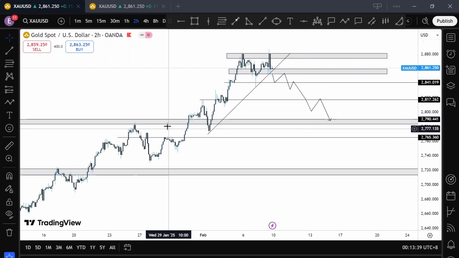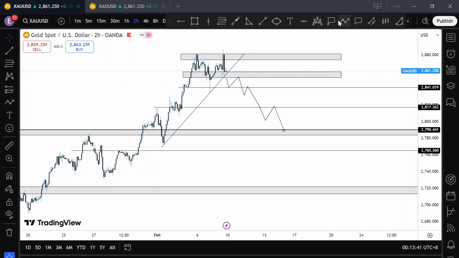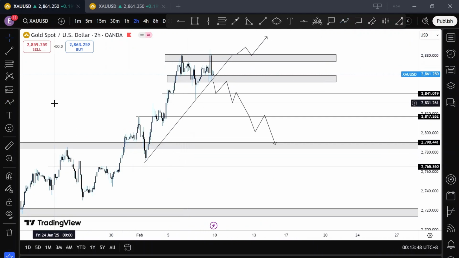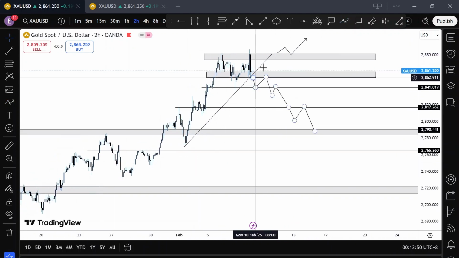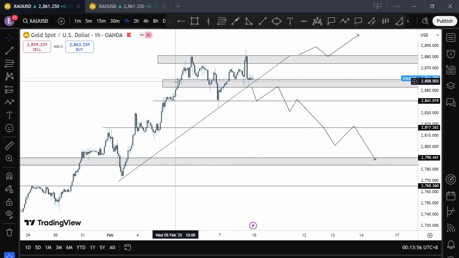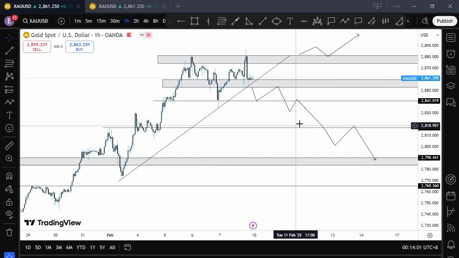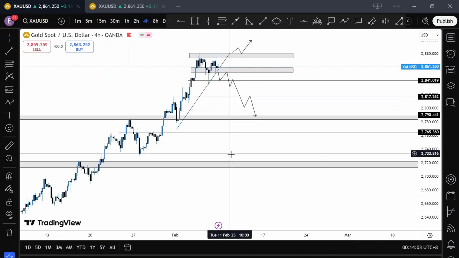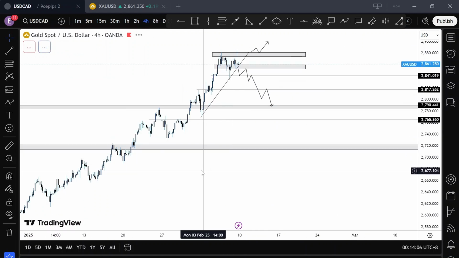But if price breaks above this region, then we'll be looking for buy entries to continue the bullish momentum. That's that for gold. But we also see the upward trend line confluence, so a break of it, a retest of this resistance level. If you slide down to the 1 hour time frame, you see how price had previously rejected this region. So a break of price, a retest, then we'll look for sell opportunities.